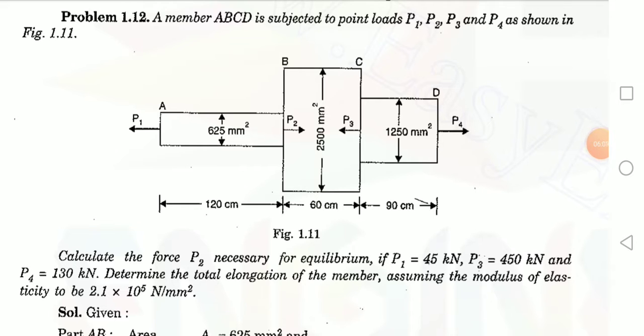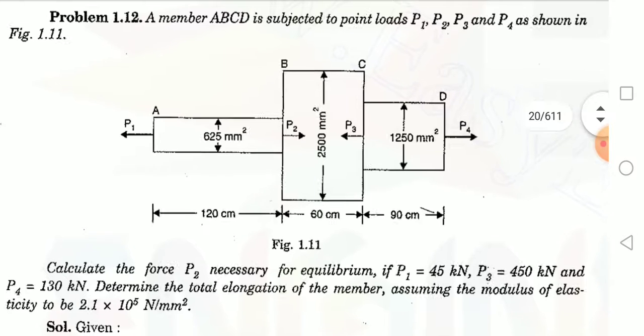a bar having different lengths as well as different diameters. A member ABCD is subjected to point loads P1, P2, P3 and P4 as shown in figure. Calculate the force P2 necessary for equilibrium if P1 equal to 45 kilonewton and P3 450 kilonewton and P4 130 kilonewton. Determine the total elongation of the member. Assume the modulus of elasticity to be 2.1 into 10 power 5 Newton per millimeter square.